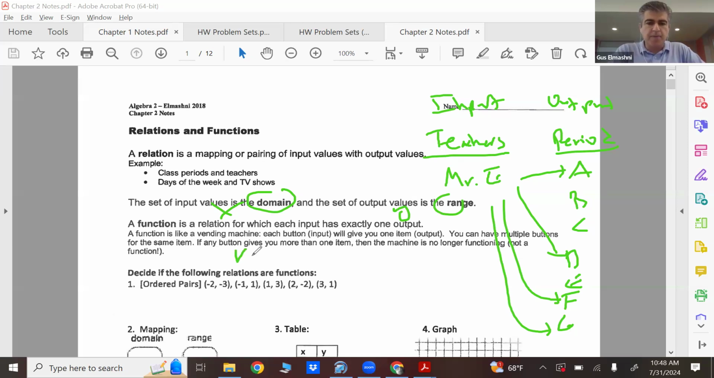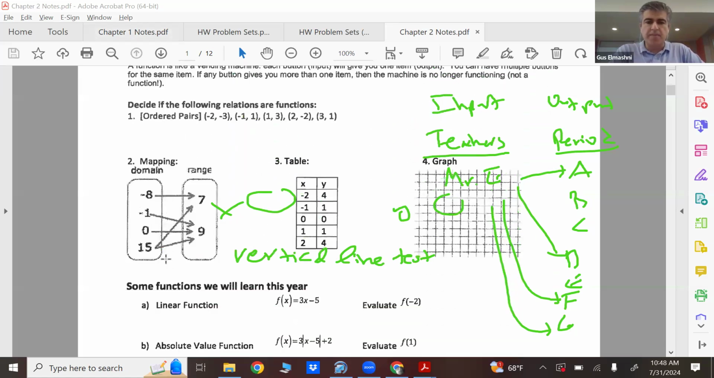And that's where we're going to talk about the vertical line test. We'll have that discussion next time as a class. But a relation will pass the vertical line test if it doesn't touch the graph in more than one place. Then it'll be a function. And we'll have that discussion when we go over this as a class next time.